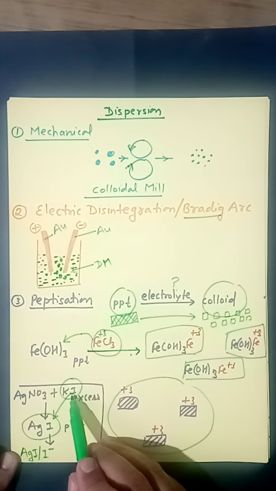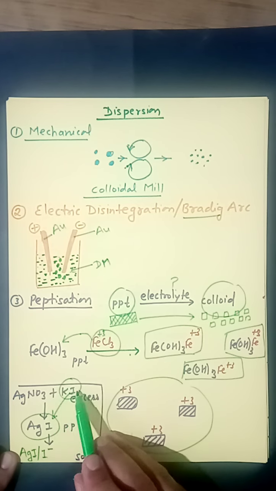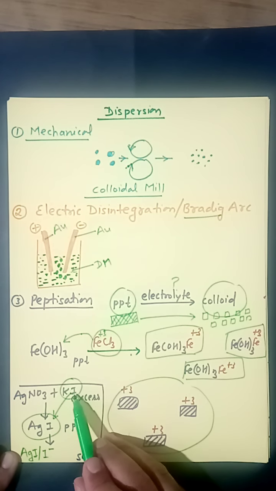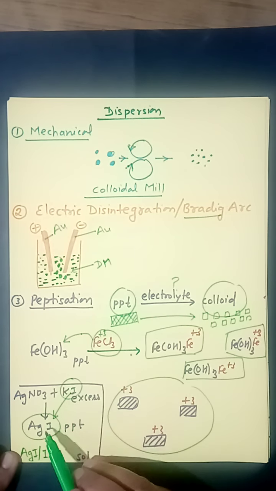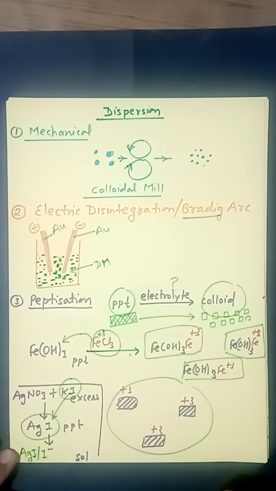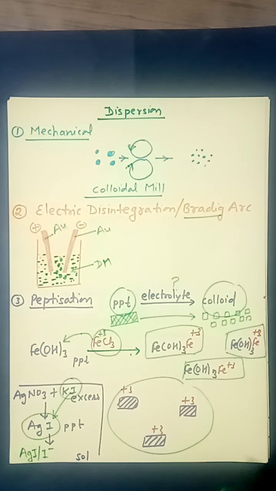I repeat, they react with each other and form a precipitate of silver iodide. This is in excess amount. Out of the two ions K+ and I minus, the like ion I minus is adsorbed here, and it appears as a colloidal sol of AgI I minus.